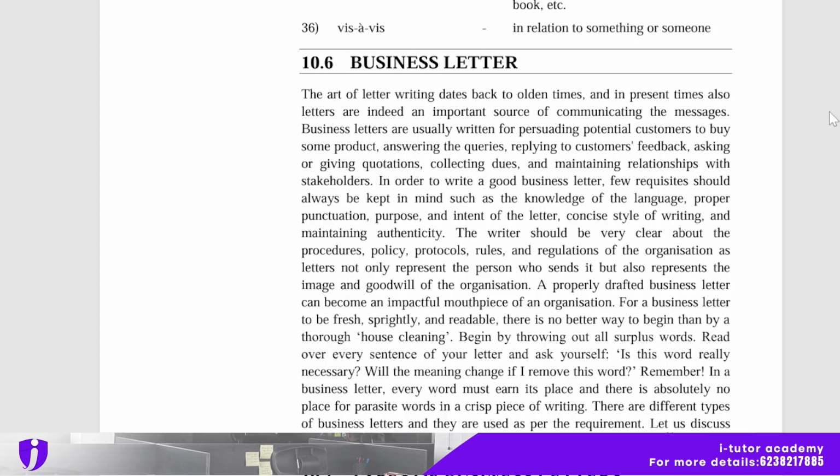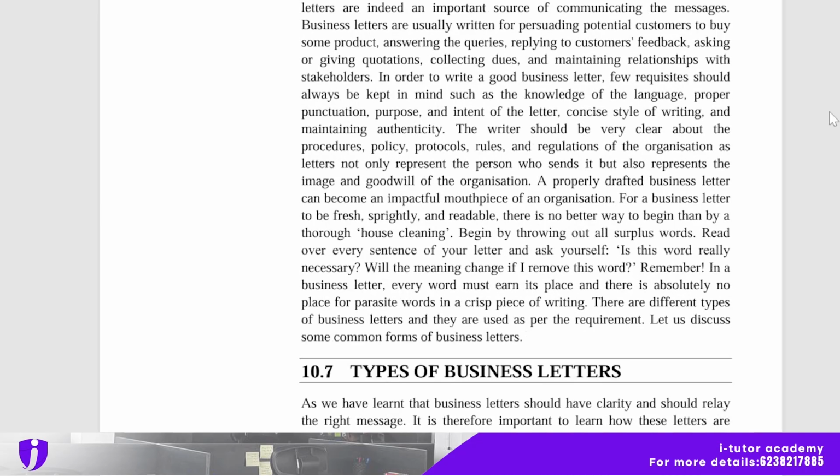In order to write a good business letter, a few requisites should always be kept in mind, such as knowledge of the language, proper punctuation, purpose and intent of the letter, concise style of writing, and maintaining authenticity. The writer should be very clear about the procedures, policy, protocol, rules and regulations of the organization, as letters not only represent the person who sent it but also represent the image and goodwill of the organization. A properly drafted business letter can become an impactful mouthpiece of an organization.